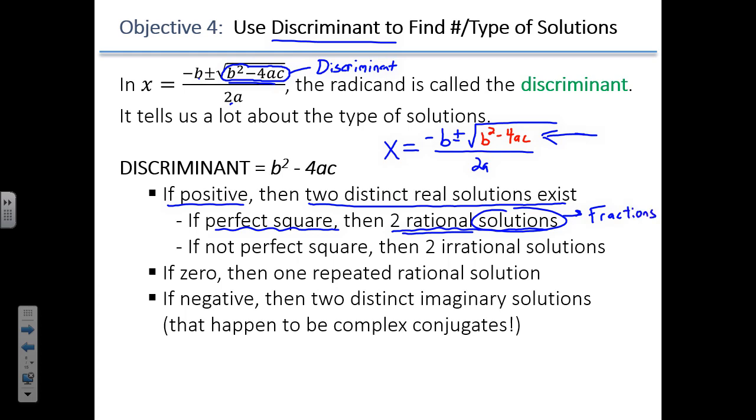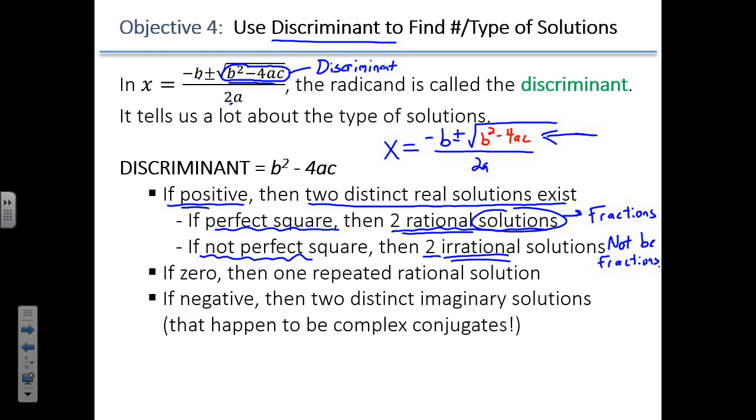If it's a positive number but not a perfect square, that means you would need your calculator to find the decimal approximation, and we'll get 2 solutions, but they will be irrational. That is to say, they will not be fractions. We'll see examples of both of those in just a minute.